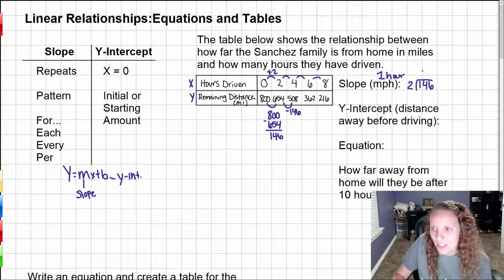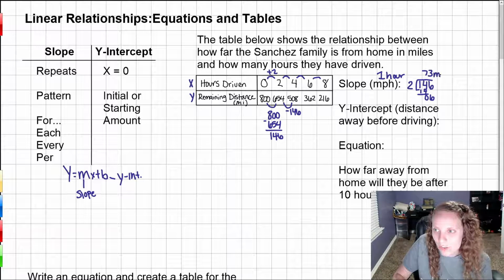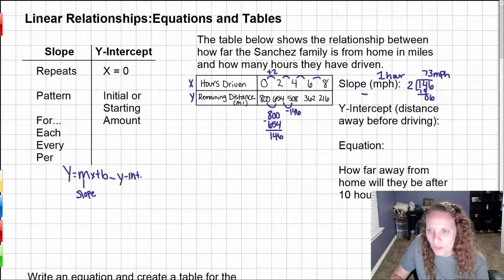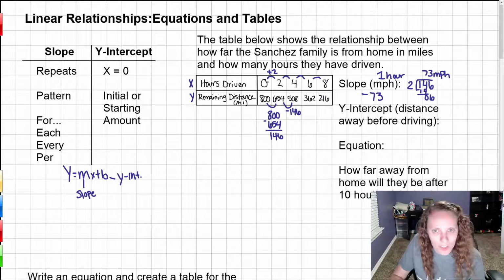2 goes into 14 7 times. Bring down the 6. 2 goes into 6 3 times. So our slope is 73 miles per hour. And since they are getting closer and closer, it'd be a negative 73. Okay, we also want to know the y-intercept, and the y-intercept is the starting amount whenever x is equal to 0. Well, here is x, and here is 0, and so they're starting at 800 miles away.